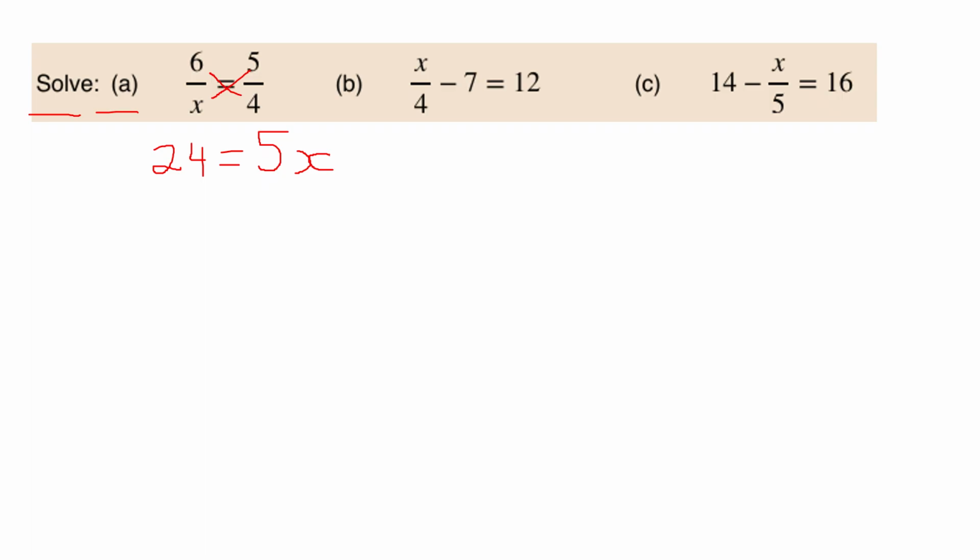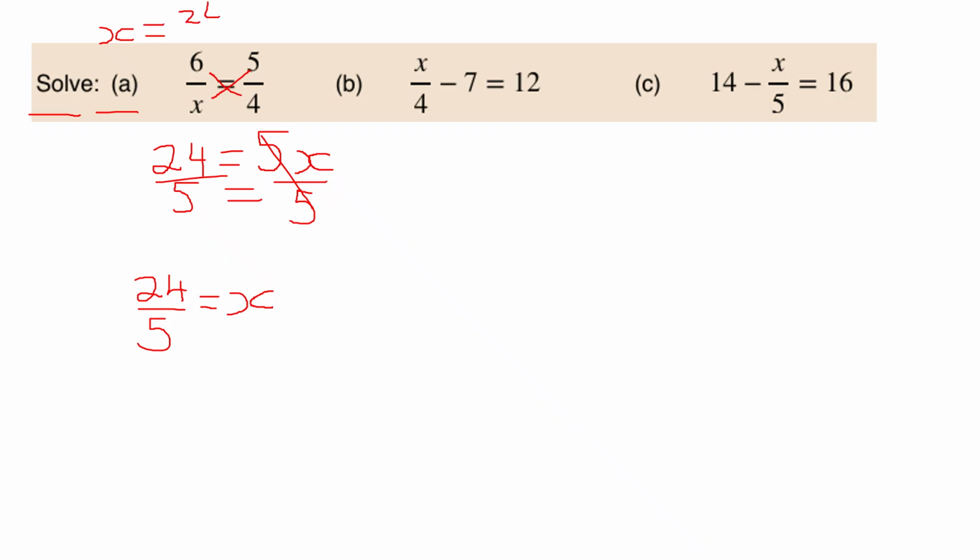Next step, to get x by itself, I'm going to divide by 5. So divide this side by 5, divide this side by 5. These 5s cancel, so I have 24 fifths is equal to x, or x equals 24 fifths. 24 over 5. So x equals 24 over 5.